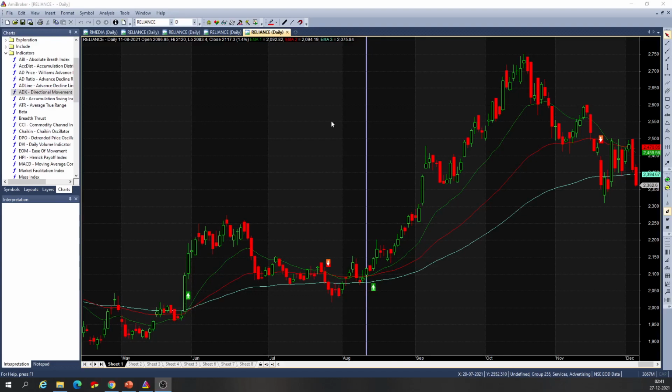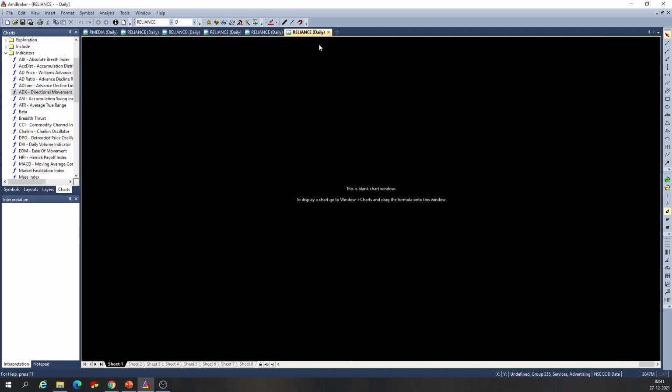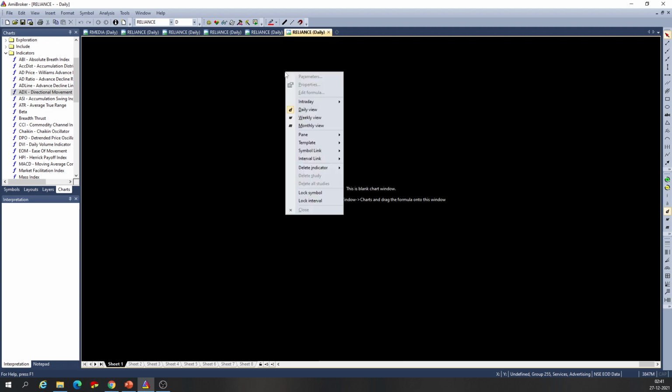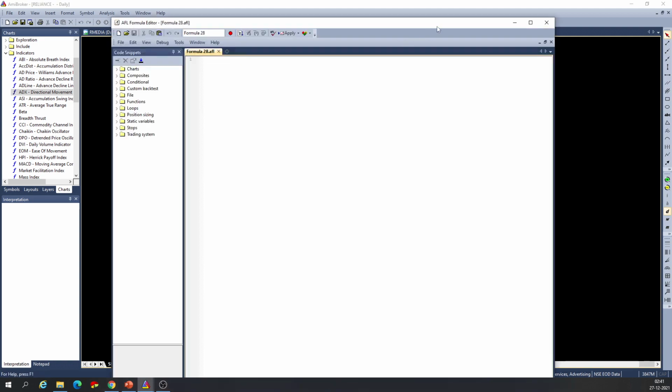Hello. So today we will be trying to code a custom indicator which will have multiple indicators included, the standard indicators. So let's begin. So first we open a blank chart and then we go to the formula editor.